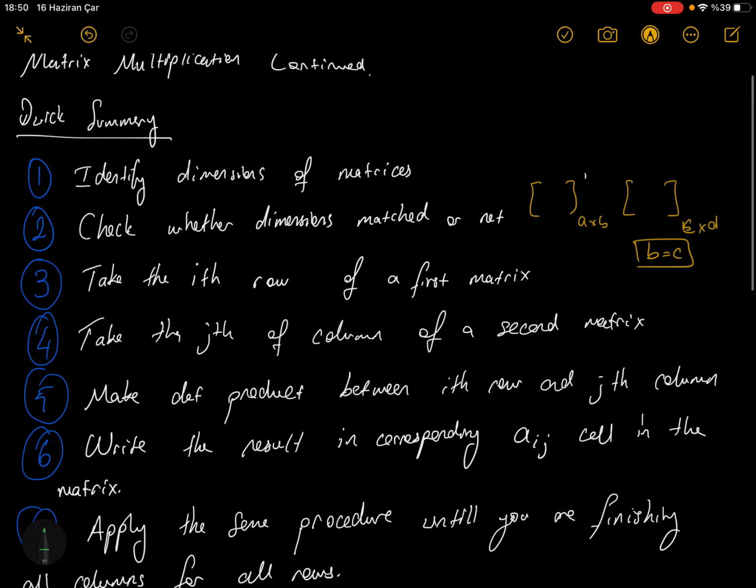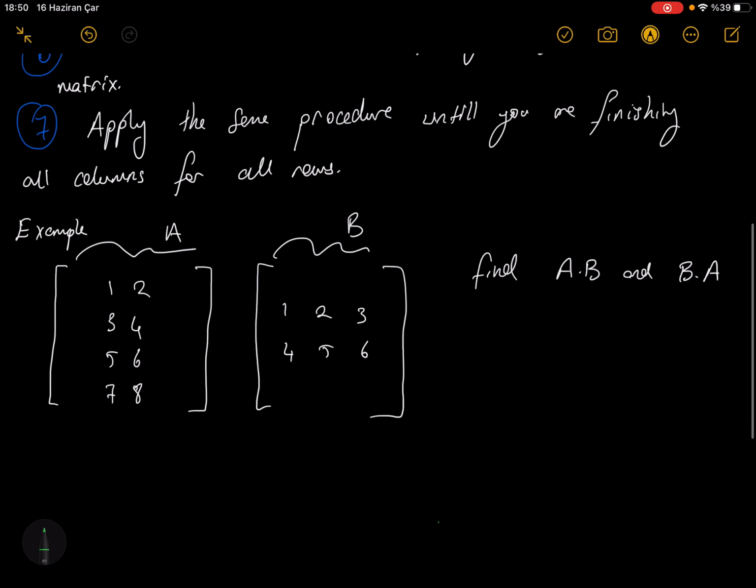Let's apply our procedure. Identify the dimension of the matrix. What is the dimension of matrix A? Note how many rows there are. This is the first row, the second row, the third row, the fourth row. So there are four rows. How many columns are here? This is the first column, this is the second column, and 2. So the dimension of matrix A is 4 by 2.